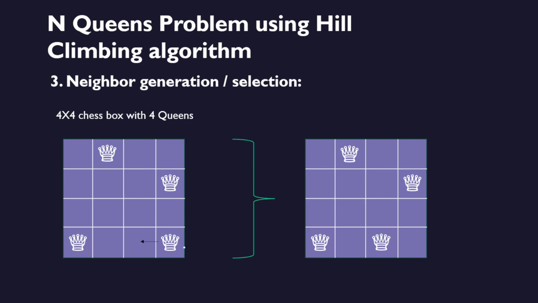Next I move this queen to this position, and I notice that my heuristic value has decreased again. It has become 2. Then I look at the next queen and move it here, and I notice that my heuristic value has become 0. That means no queen is attacking each other. So the heuristic value is 0, and this is our final solution. So I can terminate. Thank you.